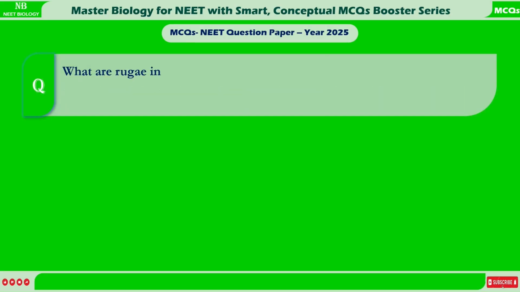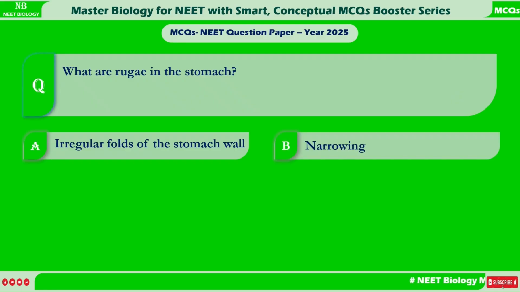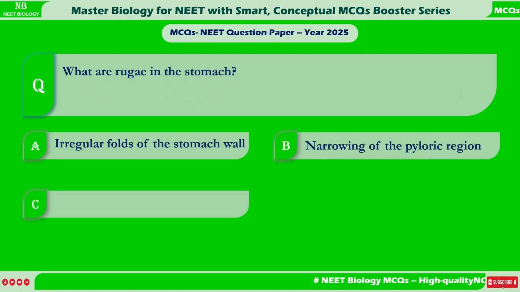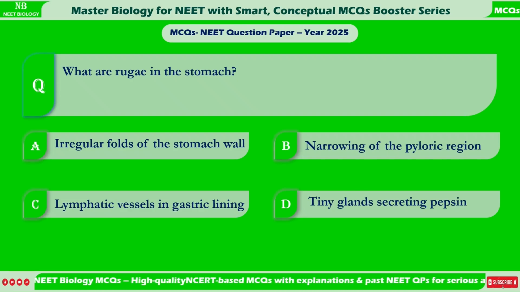What are rugae in the stomach? A. Irregular folds of the stomach wall. B. Narrowing of the pyloric region. C. Lymphatic vessels in gastric lining. D. Tiny glands secreting pepsin.